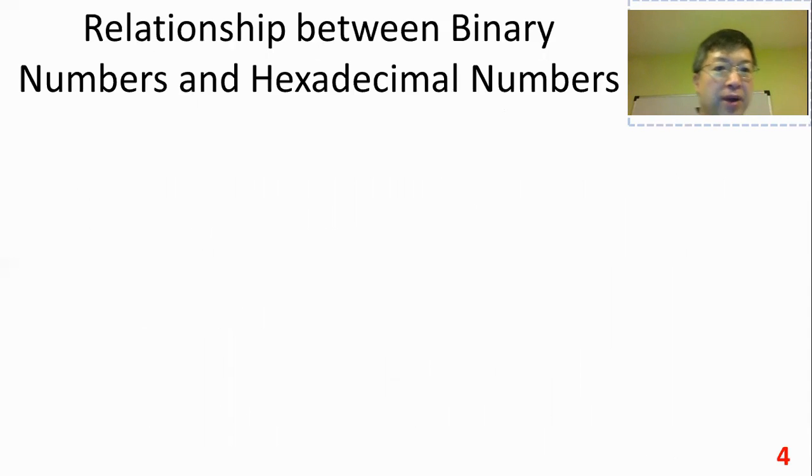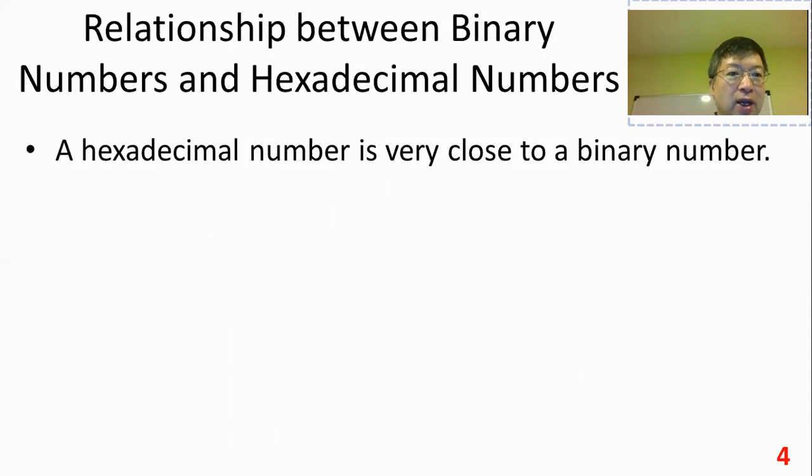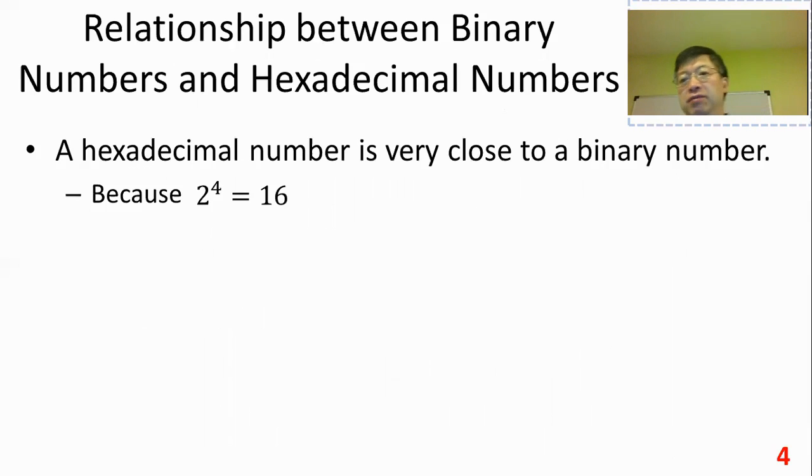Relationship between binary numbers and hexadecimal numbers. Their relationship is very close, so we need to know that. A hexadecimal number is very close to a binary number, because 2 to the 4th equals 16. That's the relationship. What does this mean?